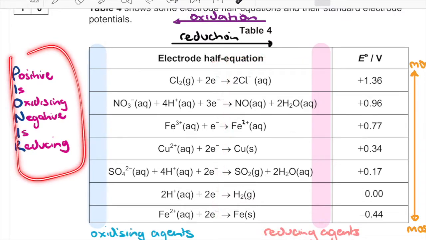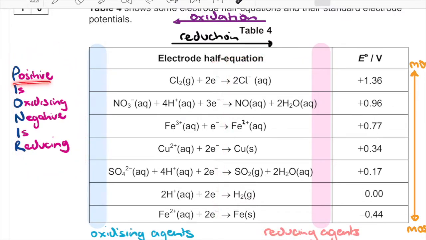And then this useful mnemonic: the most positive electrode potential is going to give us the most powerful oxidizing agent. So this is the most positive, so our most powerful oxidizing agent here would be chlorine. And the most negative is going to give us the most powerful reducing agent. In this table, minus 0.44 is the most negative value, so iron would be the most powerful reducing agent. And of course, the weakest reducing agent is going to be the most positive value, which is here, and it's going to be a chloride ion. It still has to be from the right-hand side because we're talking about a reducing agent.